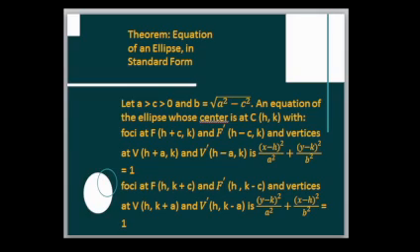And the next case, we have foci at F, (h, k plus c), and the second focus is (h, k minus c). And the vertices are at (h, k plus a), and the second vertex is (h, k minus a): (y minus k) squared over a squared plus (x minus h) squared over b squared equals 1. So these are the two formulas that you are going to take note of in an equation of an ellipse in standard form.